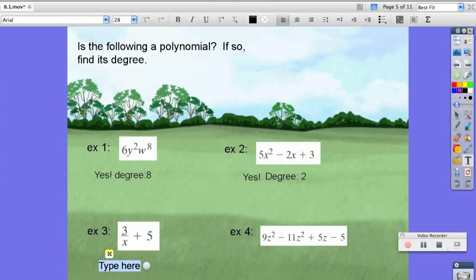The third one, is it a polynomial? No, because if you rewrite this, it's actually 3x to the negative 1 plus 5. So it's not a polynomial. The answer is no. And for the fourth example, is it a polynomial? Do you see only positive exponents? Yes. So it is a polynomial, and the highest degree here is 2.